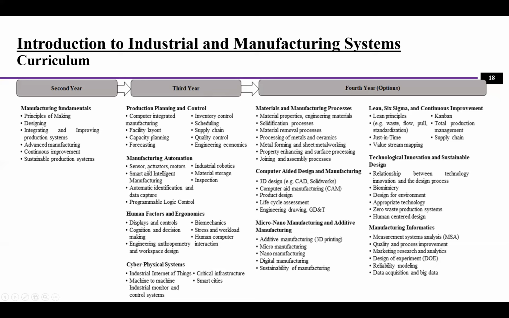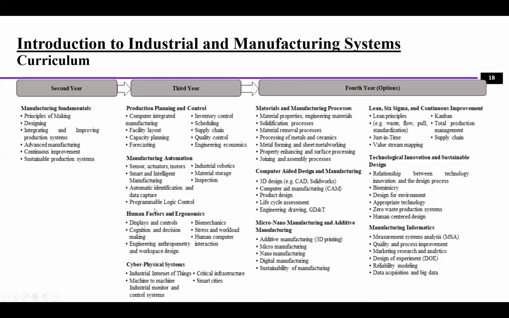Well, another course is 331, cyber physical industry. It covers three aspects: manufacturing automation, human factors and ergonomics, as well as cyber physical systems. So in 331, you will learn what the physical components like sensors, actuators, and motors are, how they work, how they form an automation system, and how the controls for these automated systems work.